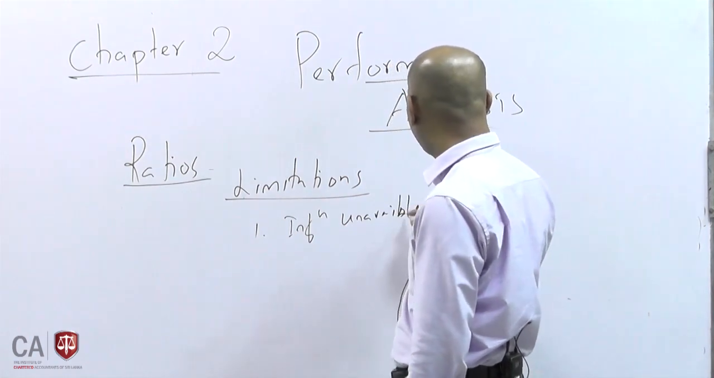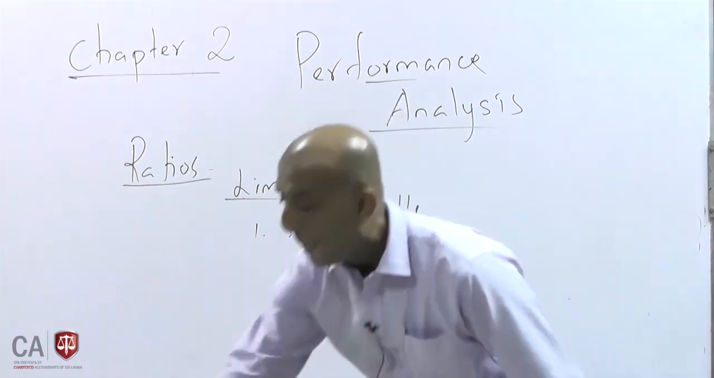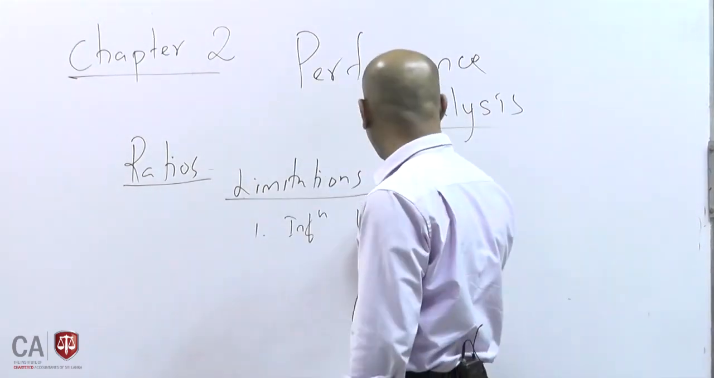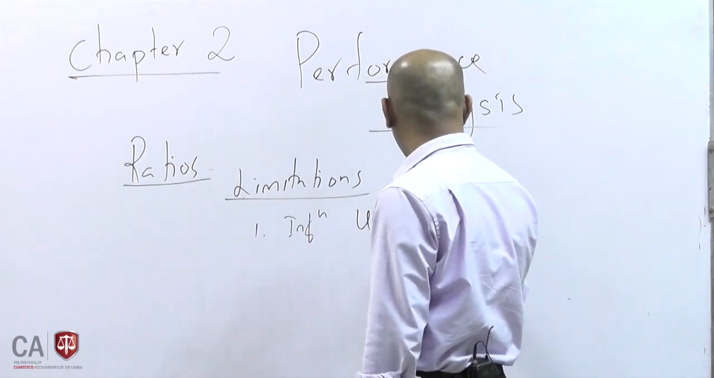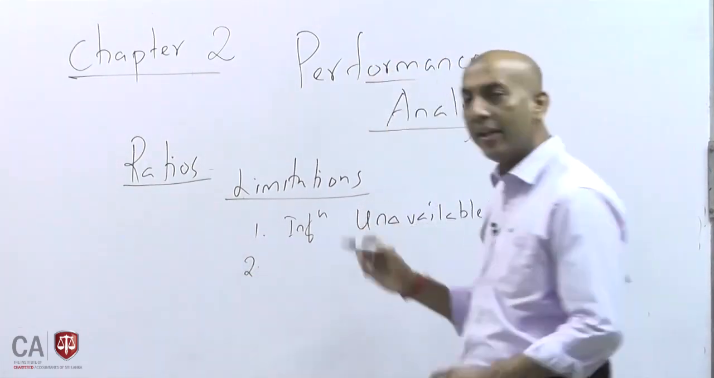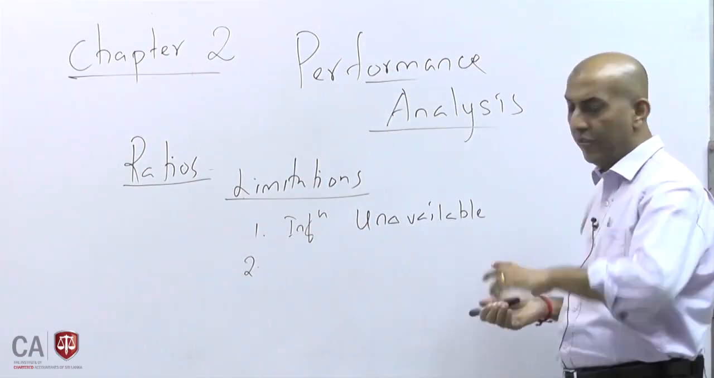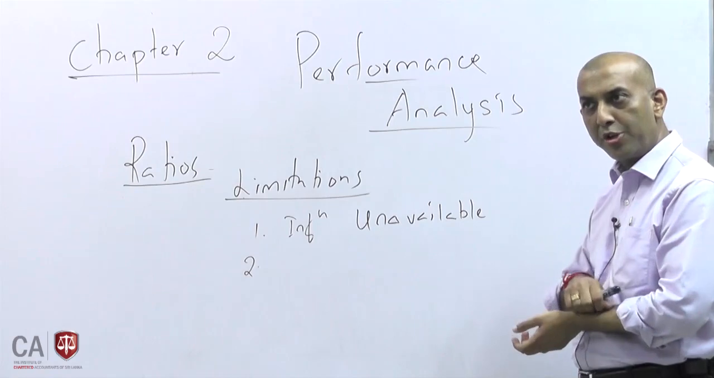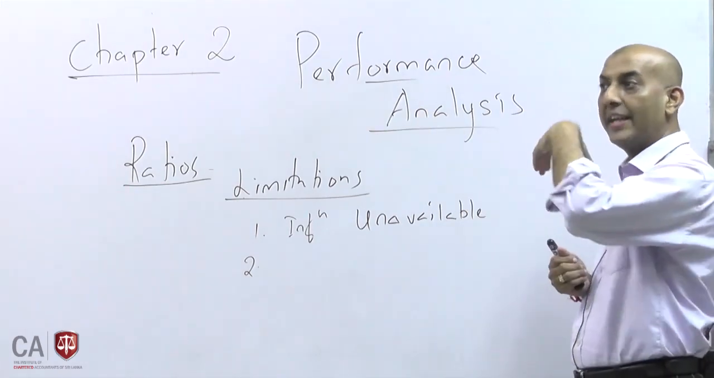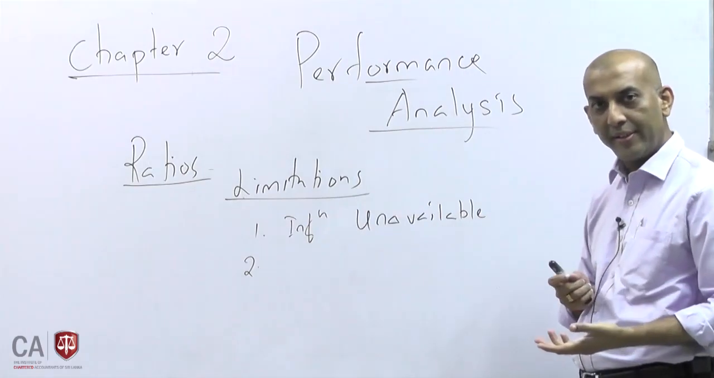You will see that information is unavailable. What do you mean by unavailable? When you want to compare some of the ratios with the industry, you don't have an industry company, or you don't have access to the industry company information.